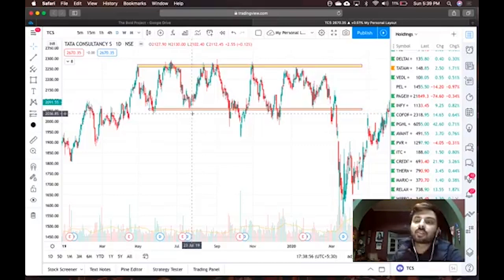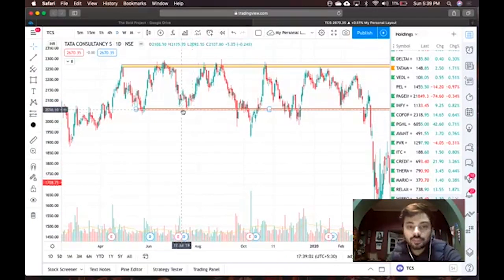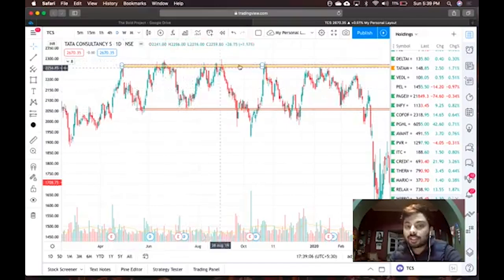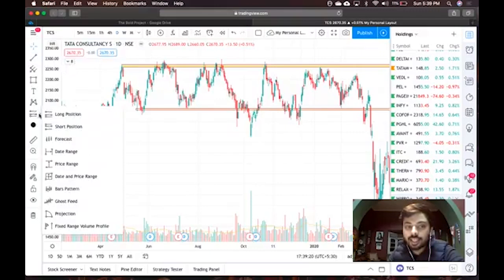So first of all, let's talk about the targets. I have drawn my demand and supply zones. It is on the screen for you guys, 2050 and 2250. I can see multiple levels of resistance being tested and multiple levels of support being tested. So the levels are looking good to me. A very, very good tool is over here, which is called the long and short tool. Go over to the 6th or 7th option, click on the side arrow, and you can see this long and short position. Long basically means you are buying and short basically means you are selling.